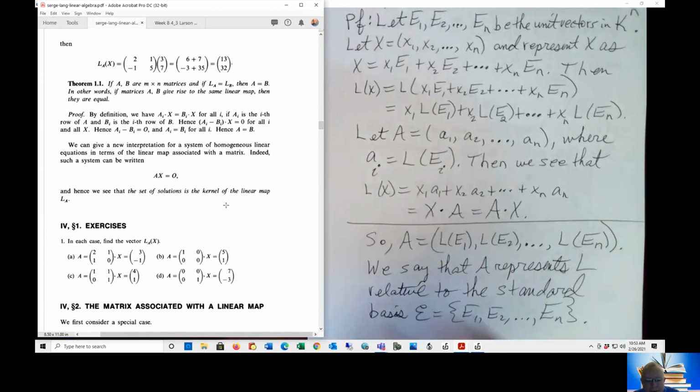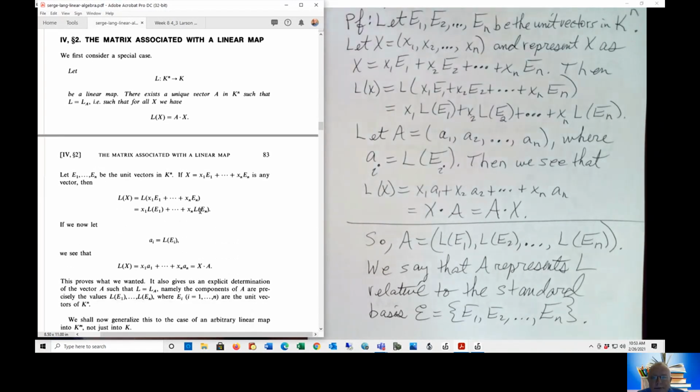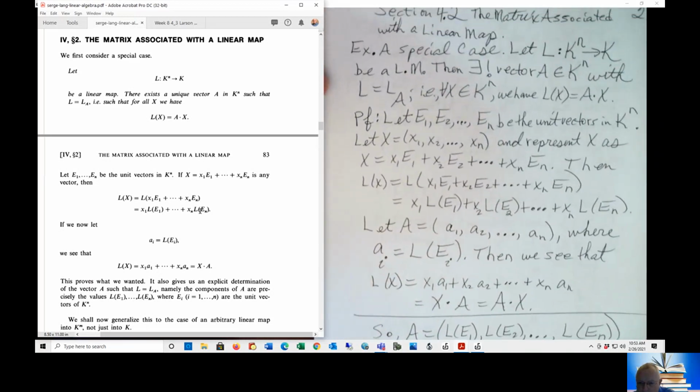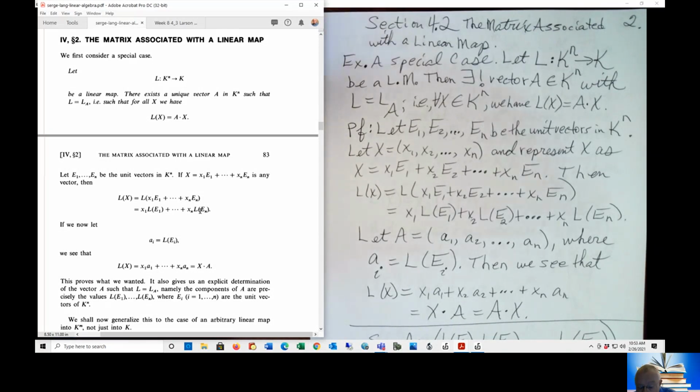So now let us proceed to section 4.2. Now, section 4.2 is the converse problem. Here, we're given a linear mapping and asked to find the matrix associated with the linear mapping. So it's the reverse problem. In 4.1, you were given the matrix, find the linear mapping. Now you're going to be given the linear mapping and you want to find the matrix.